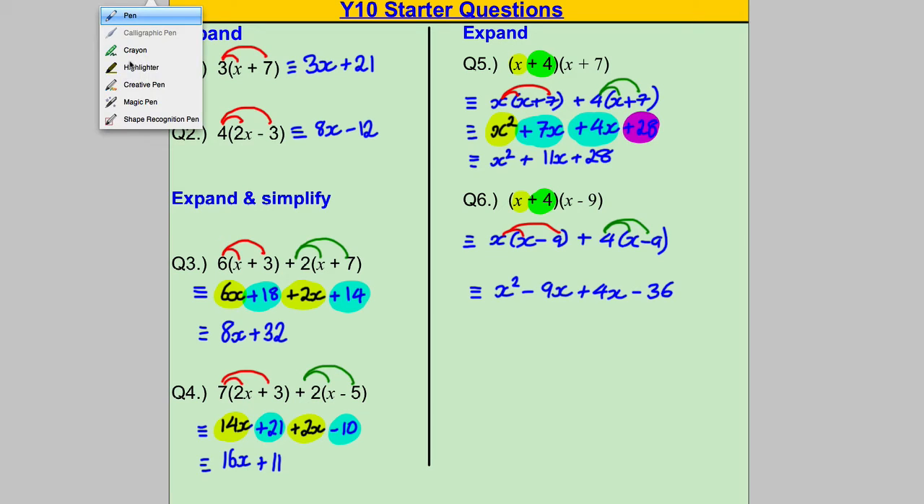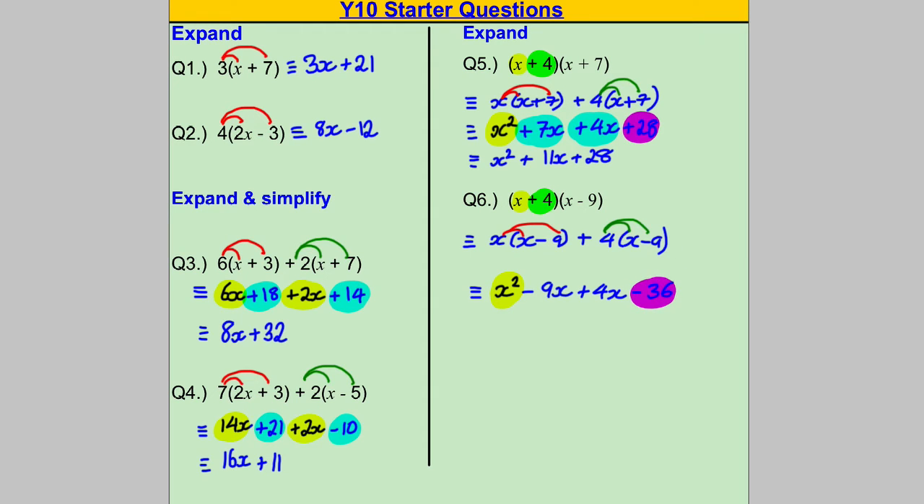Now we can do some collecting like terms here. The x squared is on its own, and as before, the negative 36, the number, is on its own. But we can collect like terms here. So we've got negative 9x, add a 4x. So we're combining those. We're at negative 9 on the number line, and we add 4, so we go 4 this way. So we're going to have ourselves x squared, subtract 5x, subtract 36. And we're done with the first 6 questions.